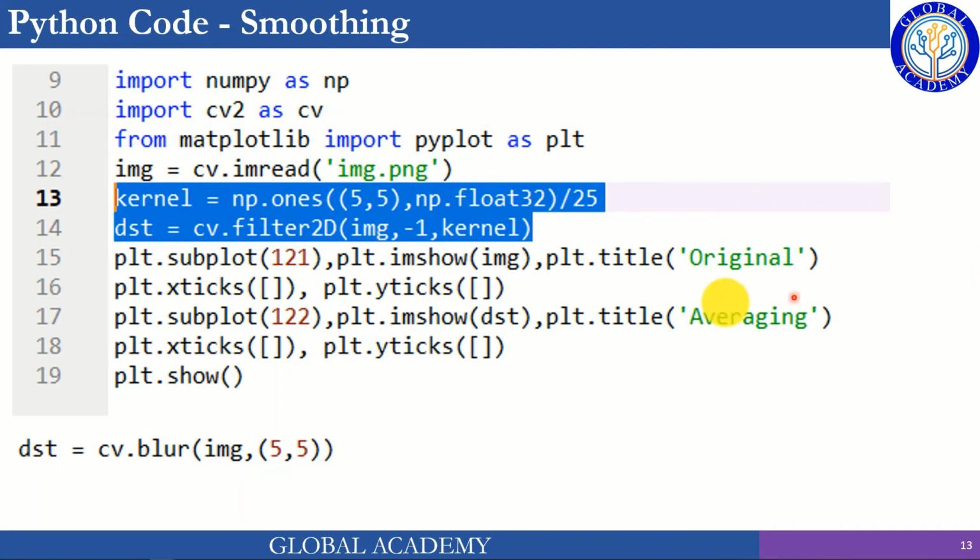Then some lines of code display both images, the original and the average smooth image. These two highlighted lines can be replaced with cv.blur. But remember, this is only for the box filter, not for an arbitrary kernel. If you would like to implement some arbitrary kernel of your choice, then you have to use cv.filter2D and pass the image and the kernel. Whereas in the case of blur, you pass the image and then just a tuple mentioning the size of the box filter.